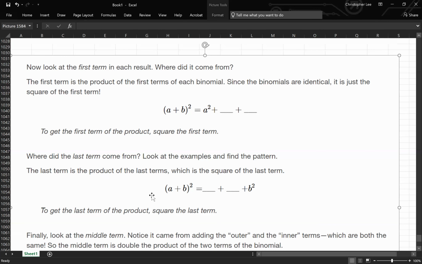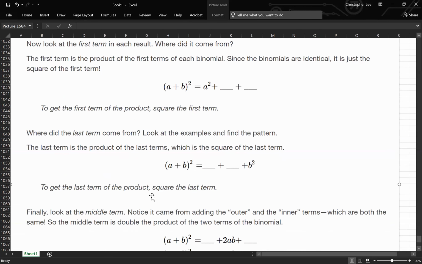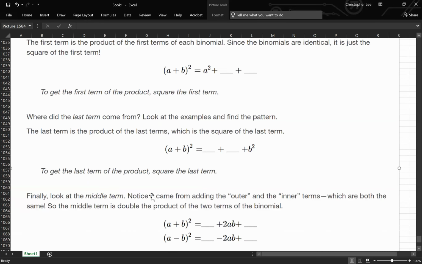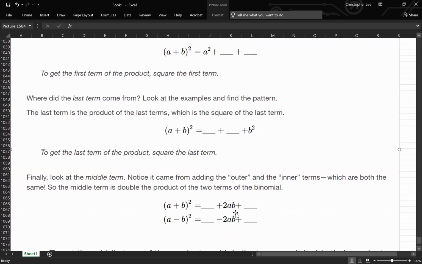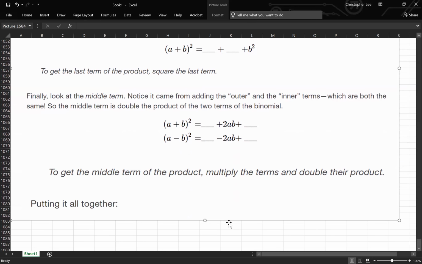All right. Finally, look at the middle term. Notice that it came from adding the outer and the inner terms, which are both the same. So the middle term is double the product of the two terms of the binomial. So plus 2ab, or if you have a minus b, it becomes negative 2ab, right? To get the middle term of the product, multiply the terms and double their product. Let's put it all together. This is what we have.